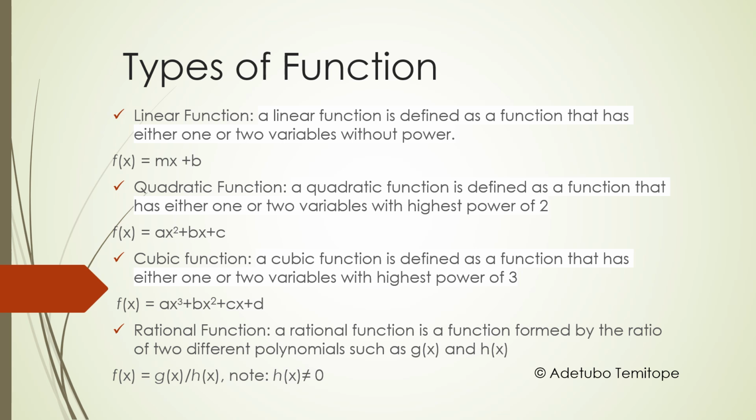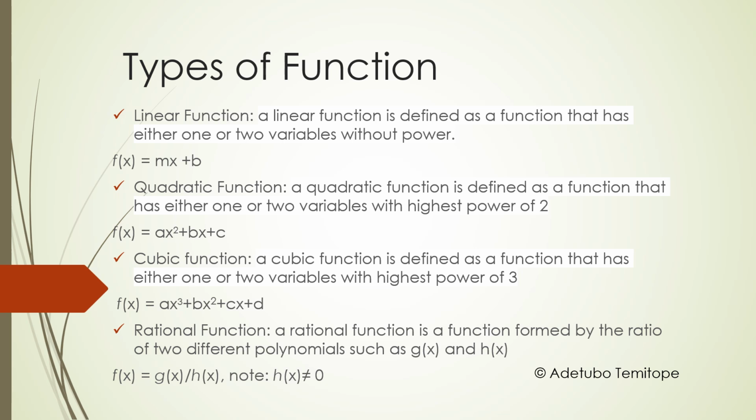We also have quadratic function. A quadratic function is defined as a function that has either one or two variables with highest power of 2. So the highest power in this type of function is the power of 2. So we have ax squared plus bx plus c.